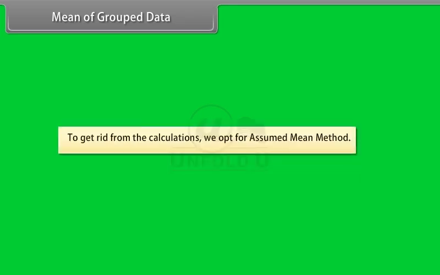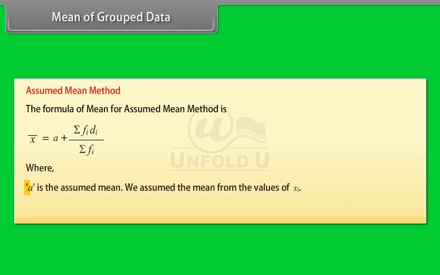Sometimes the product of xi and fi becomes too large that this method becomes quite time-consuming. To get rid of these calculations, we opt for the assumed mean method. Assumed mean method. The formula of mean for assumed mean method is a plus summation of the product of fi and di divided by summation of fi, where a is the assumed mean. We assume the mean from the values of xi. di is equal to xi minus a.